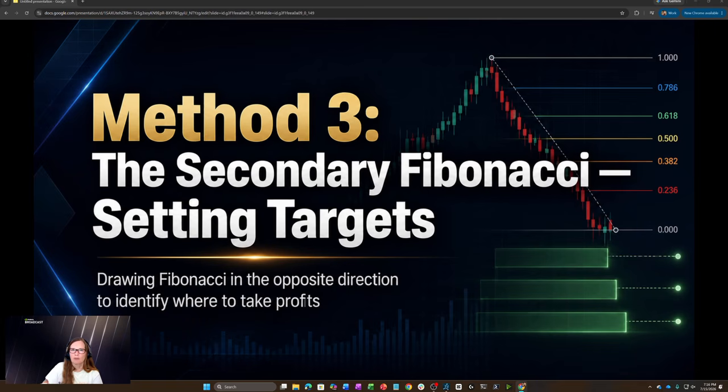All right, method 3. And this one I think is underused by most Fibonacci traders because most people learn to use Fibonacci for entries and they stop there. But the same tool that tells you where to enter can also tell you where to take profits. And that is the secondary Fibonacci draw.